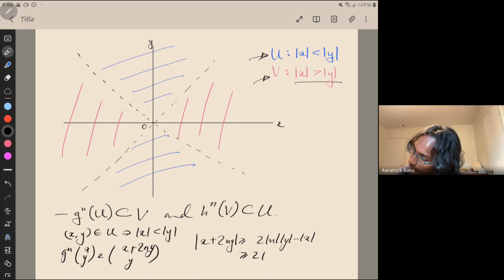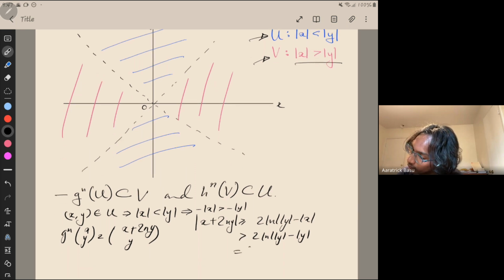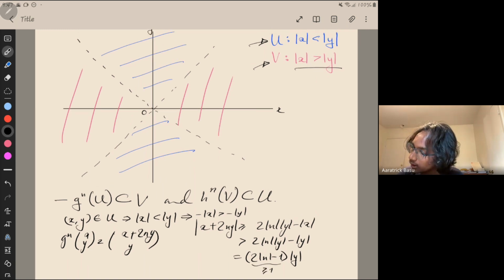This is greater than or equal to 2 times mod N times mod Y minus mod Y, because this implies that minus mod X is greater than minus mod Y, and that's what I've used here. I replaced this minus mod X with minus mod Y, so I get an inequality here, and so this is 2 times mod N minus 1 times mod Y. And because N is a non-zero integer, this is at least 1. This is always at least 1. And so you're done. Your first coordinate is strictly bigger than the second coordinate, which is the definition of the set V.